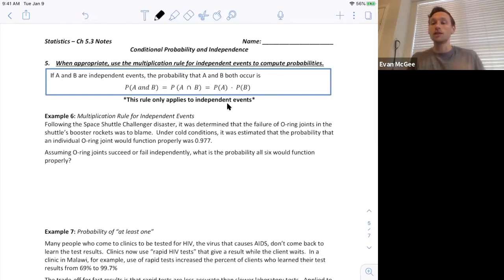But this rule specifically only applies to independent events. And that is, if A and B are independent, then you can just multiply their probabilities together to calculate the probability of A and B occurring. So let's look at three examples here.